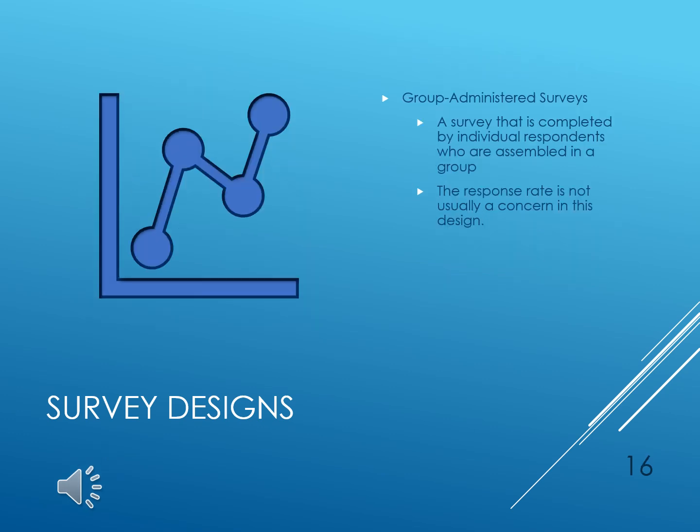When you conduct group administered surveys, this is a type of survey that's completed by individual respondents who are assembled in a group. Typically, for a survey like this, the response rate is not usually a concern in this design. One issue of special concern is the possibility that respondents will feel coerced to participate and will be less likely to answer questions honestly.